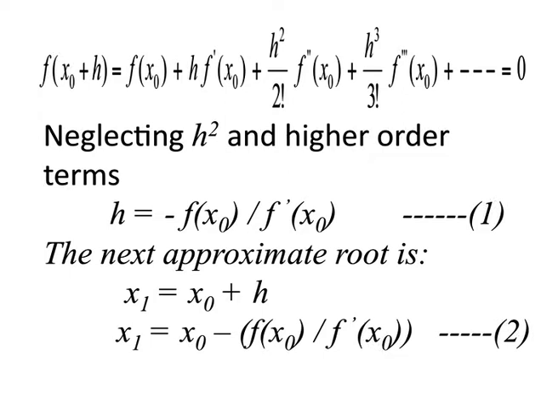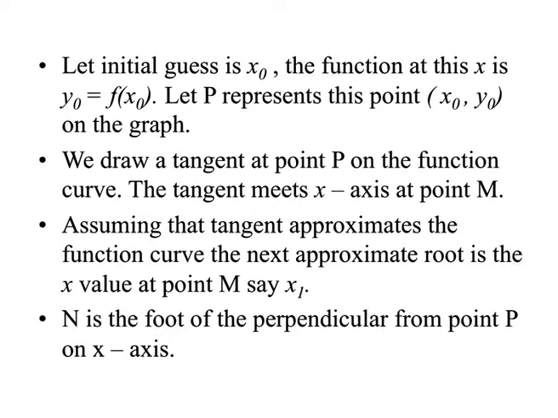So, if you use this equation 1 in our approximation, we will get the next approximate root x 1, which is equal to x 0 plus h, by substituting h is equal to minus f x 0 divided by f dash x 0 from equation 1. So, equation 2 gives us the next approximate root x 1. We can also see the geometrical interpretation. Here you can see on your screen the function graph, and we have the point P on the function graph.